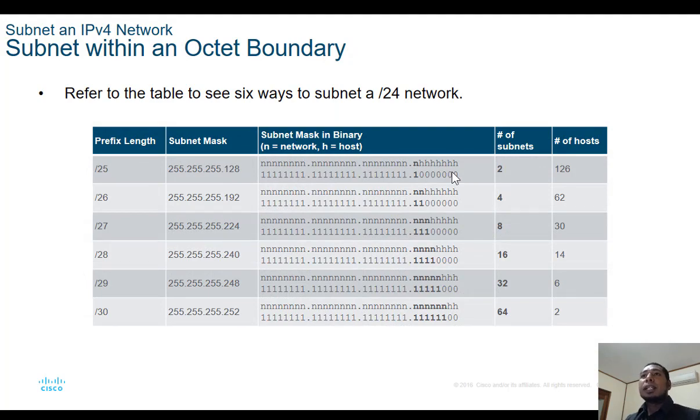Have a look at this table here. Now we have 6 ways where you can subnet a /24 network. Notice the whole idea here is we are playing around with the subnet mask. Really, it's the subnet mask that determines how many hosts and how many networks you will have. It's also the subnet mask that gives you an idea of what network any particular IP address belongs to.